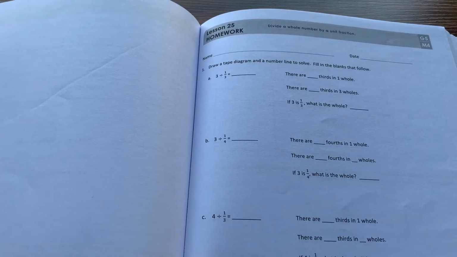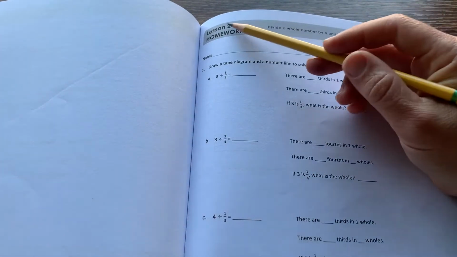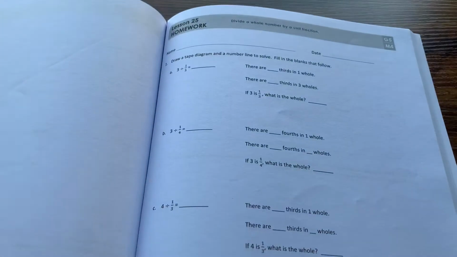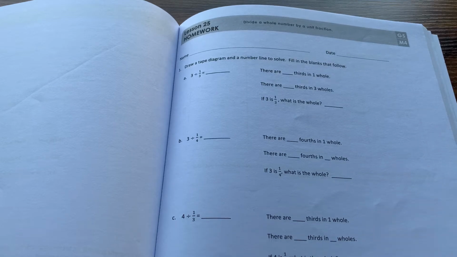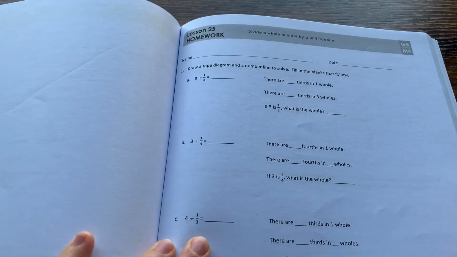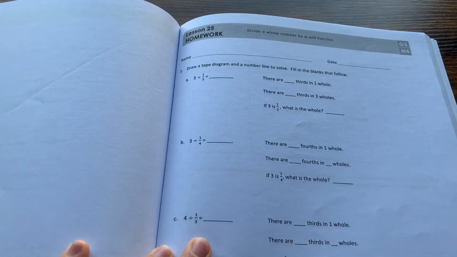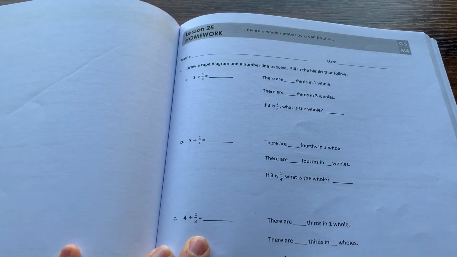Good morning, students. We are on lesson 25 today. Again, we are in the module 4 book. We're almost done with it. This is actually the last concept the book teaches, which is division of fractions. We haven't done this yet. We've only done multiplication of fractions for a long time. So this is the first day of division of fractions.